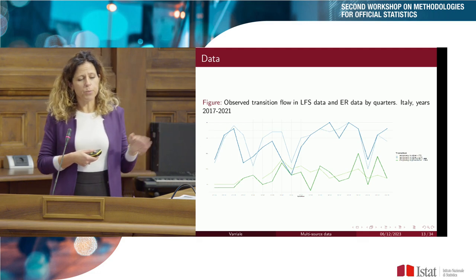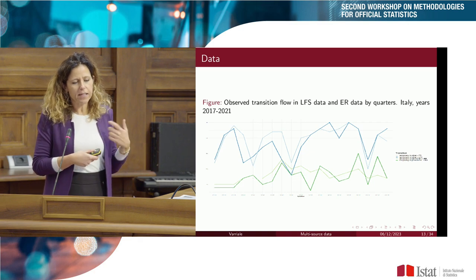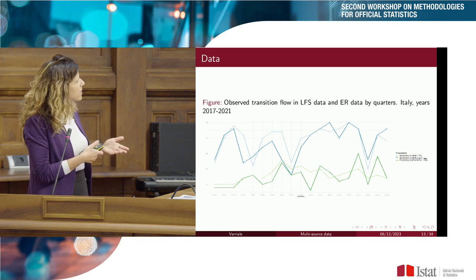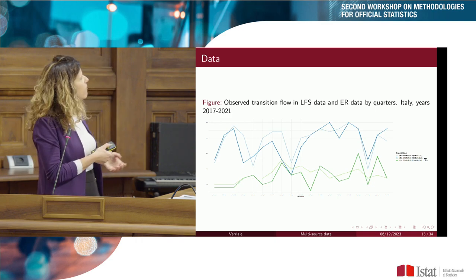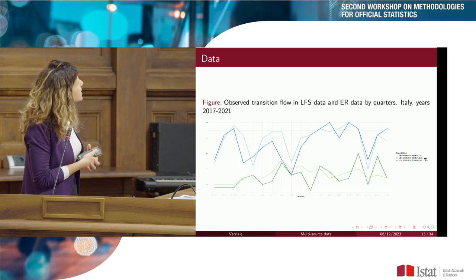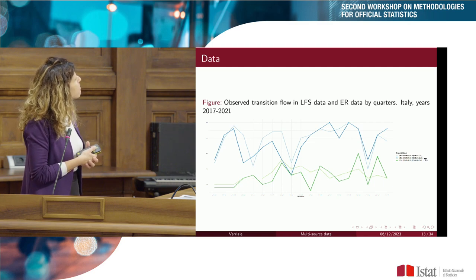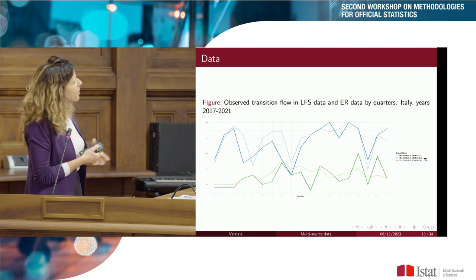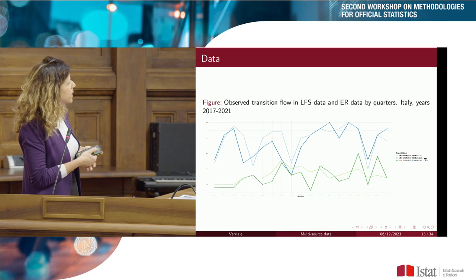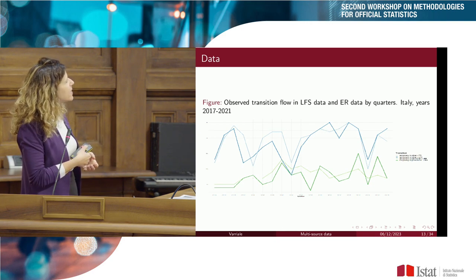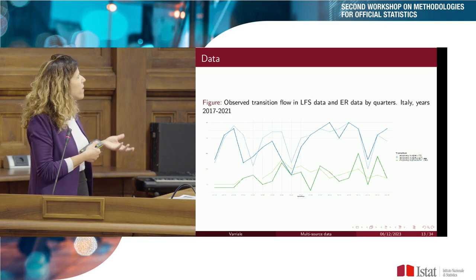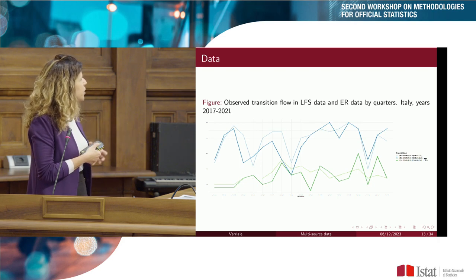Then, here we have the observed transition flow in the labor force survey data and the employment register data by quarters. Of course, you cannot see everything here, so I have to tell you something. The blue line is for temporary to other from the two sources, and the green line is from temporary to permanent for the two sources. So the trend that the sources capture is quite similar, okay? They do overlap in many situations.